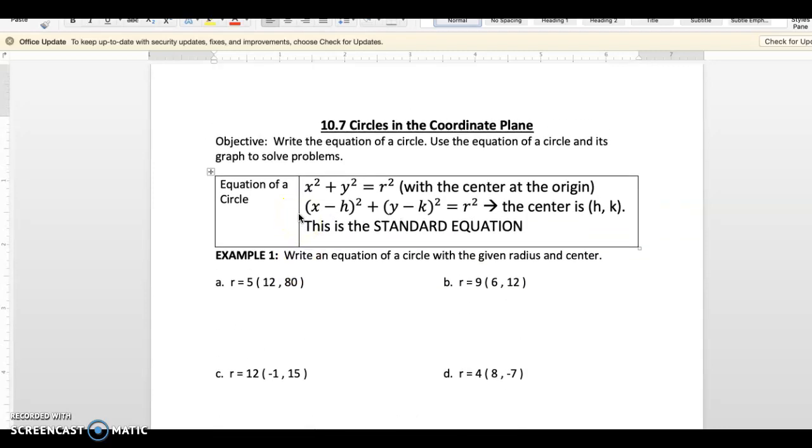Here's our last video on circles, and I think it's probably one of the easier videos. We're just going to be talking about the equations of a circle and how to write them or how to figure out information from them, and I'm going to show you one example on how to graph them.